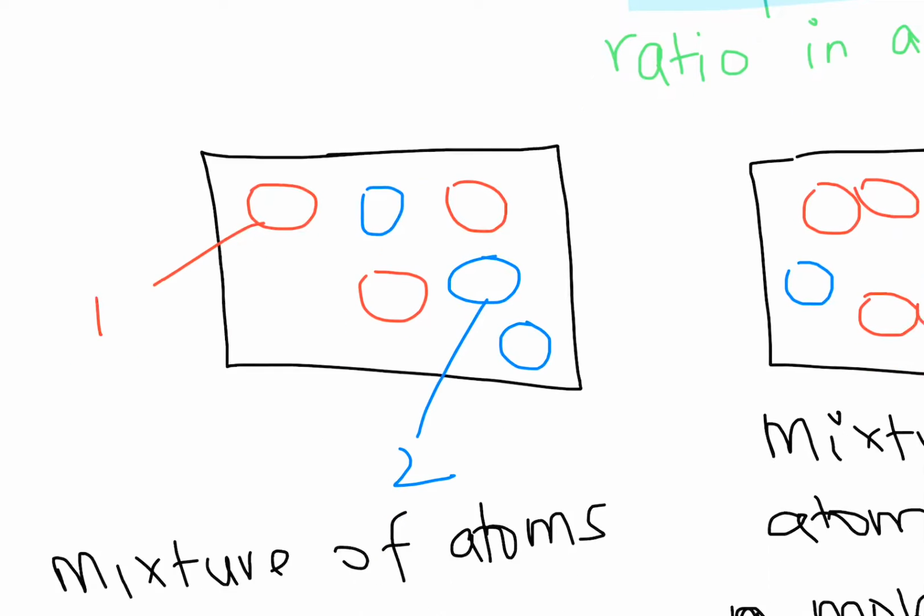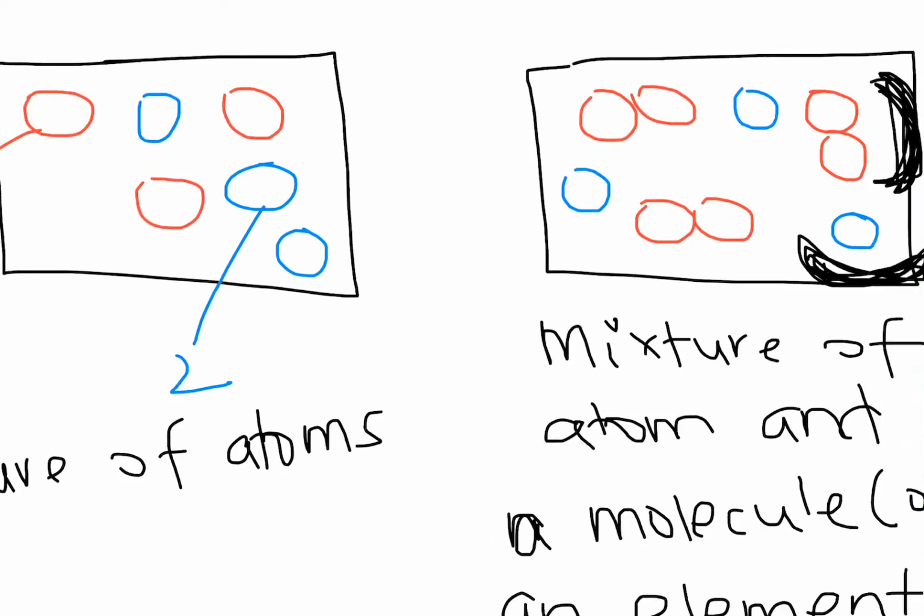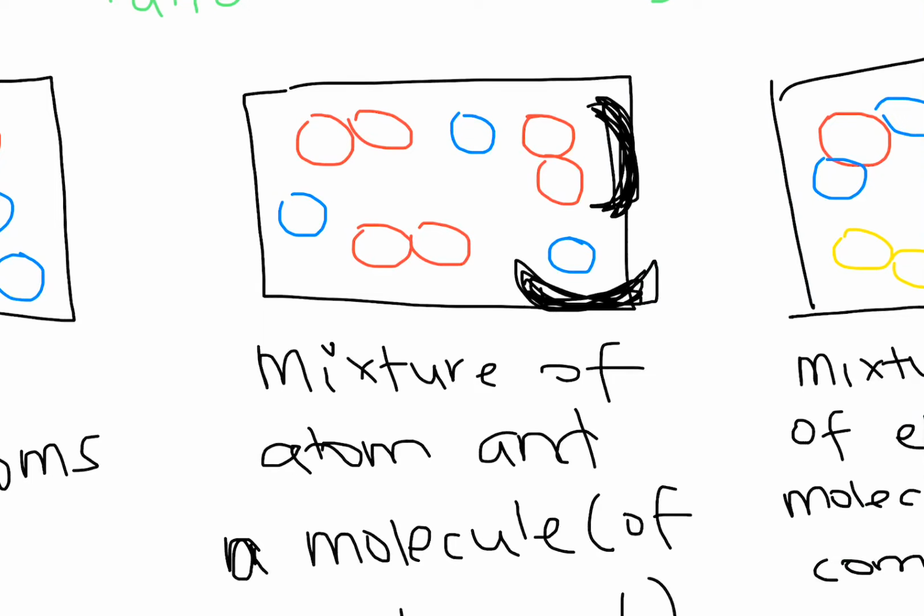So this is one example of a mixture that consists of atoms. You see the red one is one kind of atom and the blue one is another kind of atom. So it's a mixture of atoms. The atoms are together, but they are not chemically combined. They're just physically together.